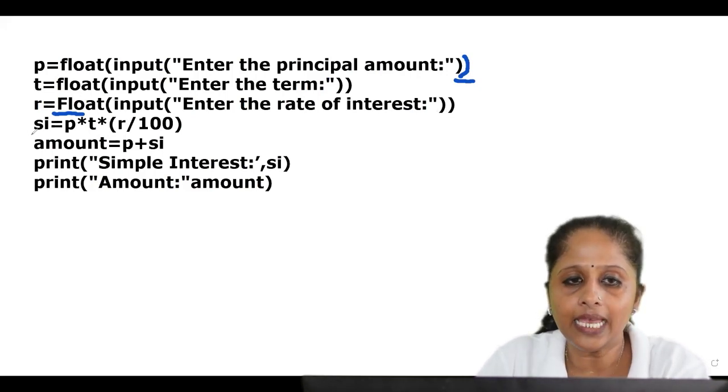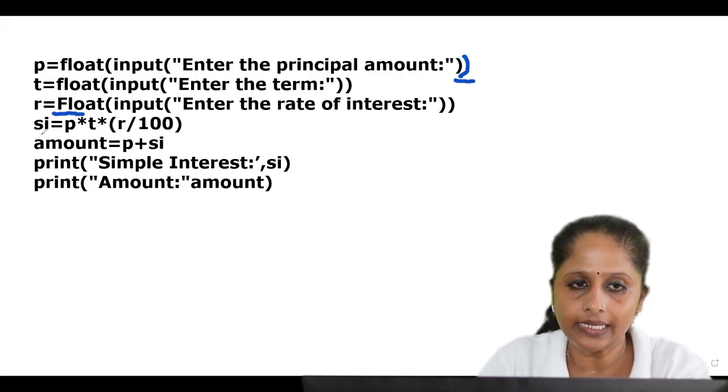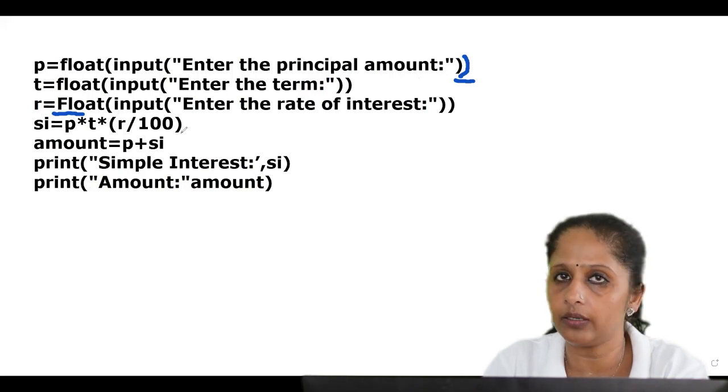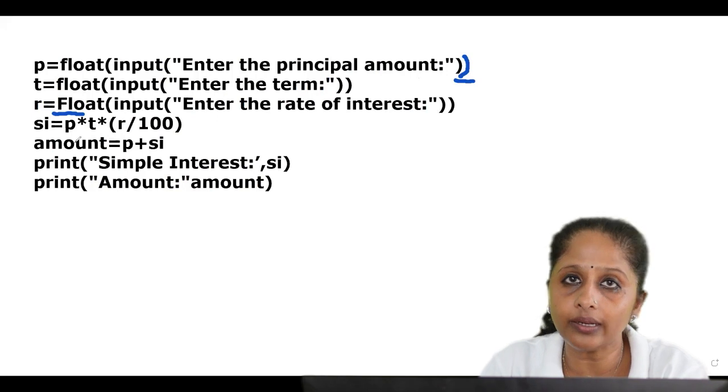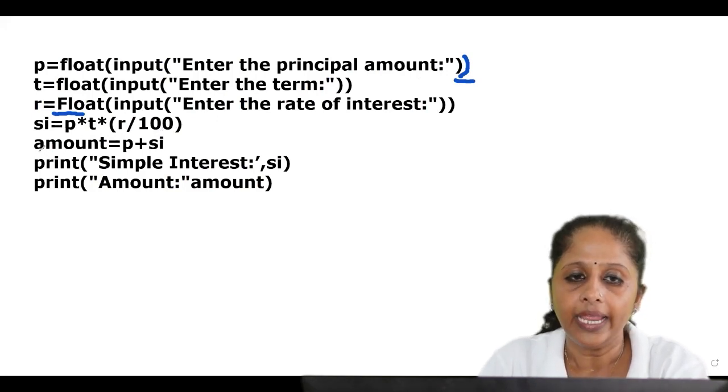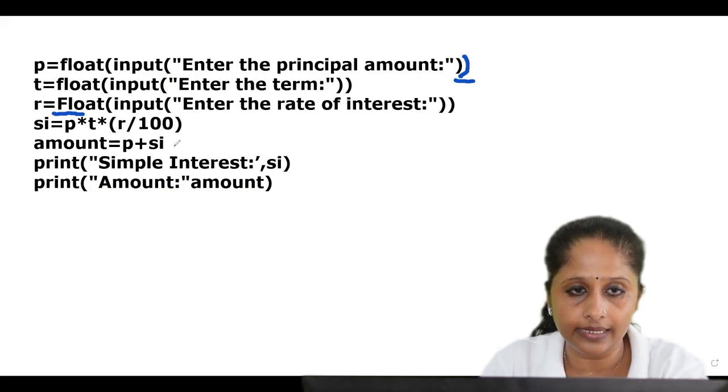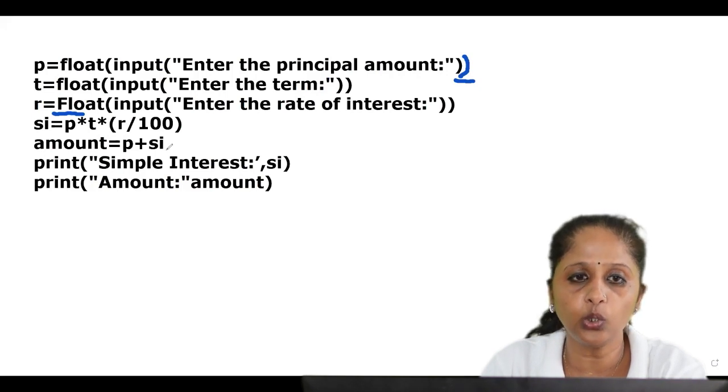Now we have SI is equal to P into T into R divided by 100. SI, it's a variable, equal to, okay. P, multiplication symbol is correct, T is correct, multiplication is correct, and opening a parenthesis and closing it, and inside that R divided by 100. So there are no errors in this line. Then I have written amount is equal to P plus SI. Even in that also no issue.